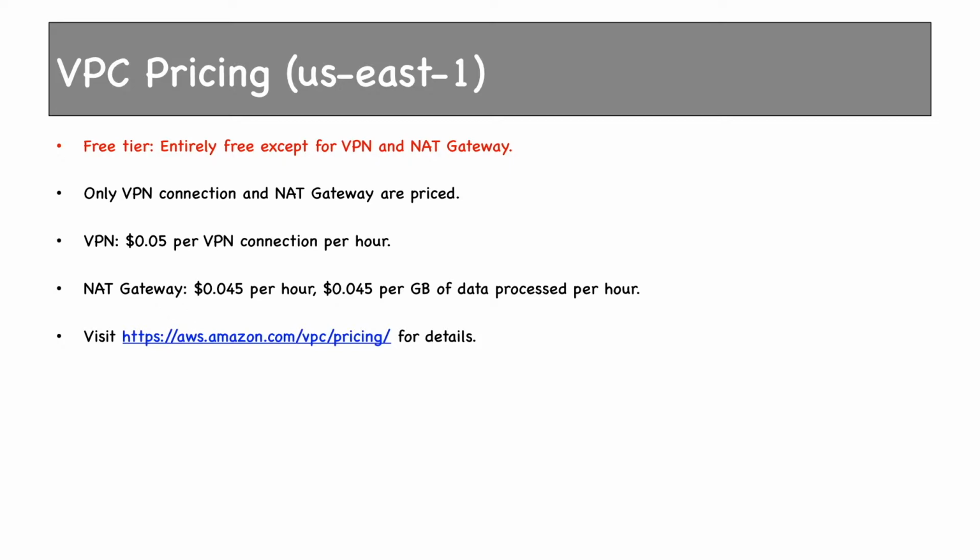So if you have VPN connection running all the time, then your monthly bill would be around $36 considering 30 days month. For NAT gateway, pricing is done on per hour for the gateway and also amount of data processed. That means how much of data you have sent or received via NAT gateway. For more details, you can visit this website.